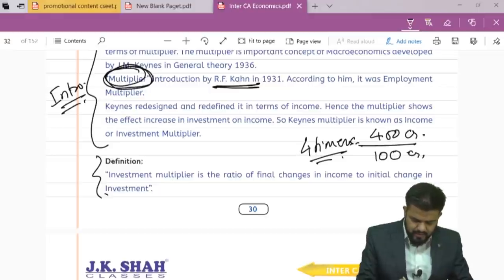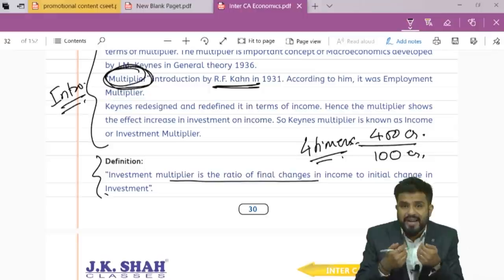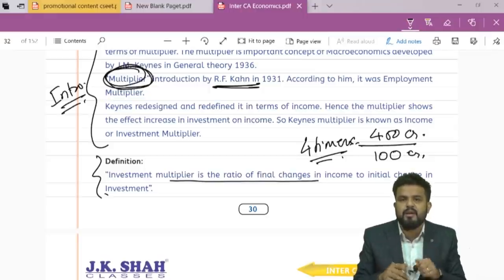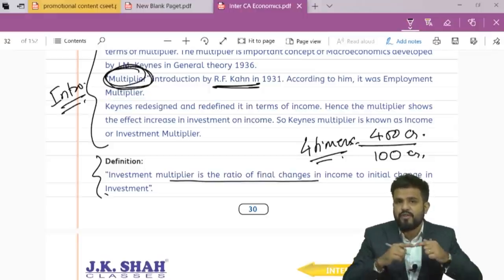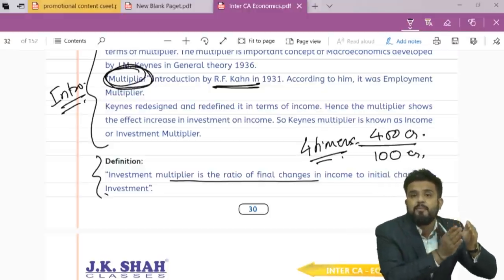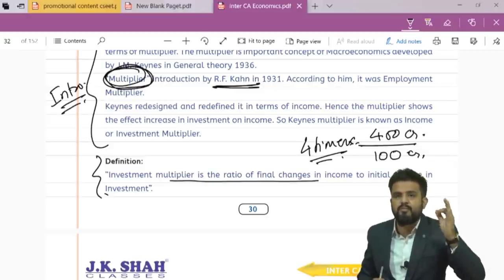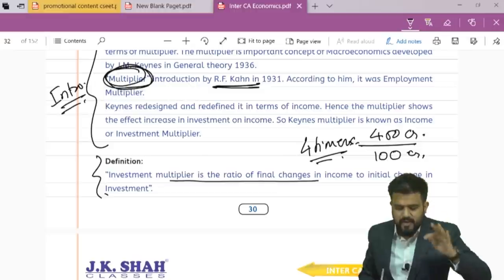The definition goes like this. Investment multiplier is the ratio of final change in income to initial change in investment. Because of what? What is changing? Because of investment, national income is changing, and that also in greater proportion. So it is a ratio of final change in income to initial change in investment.